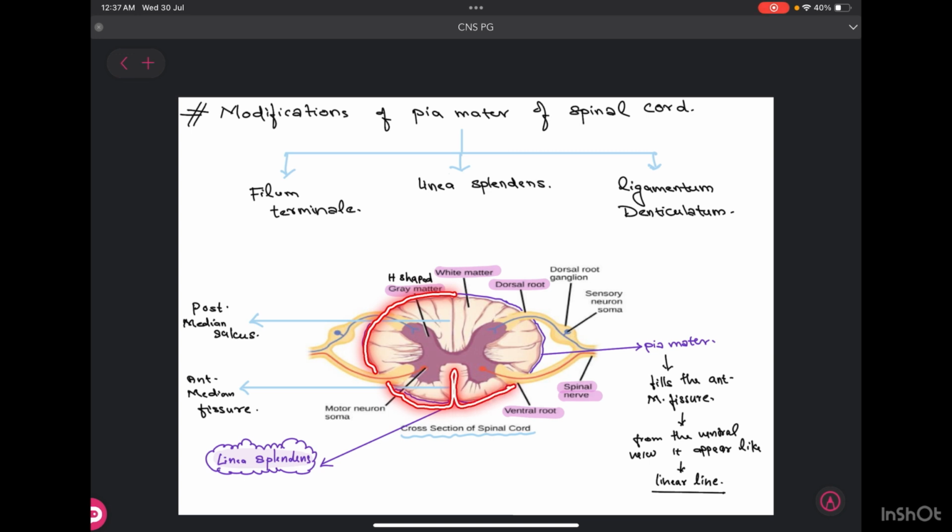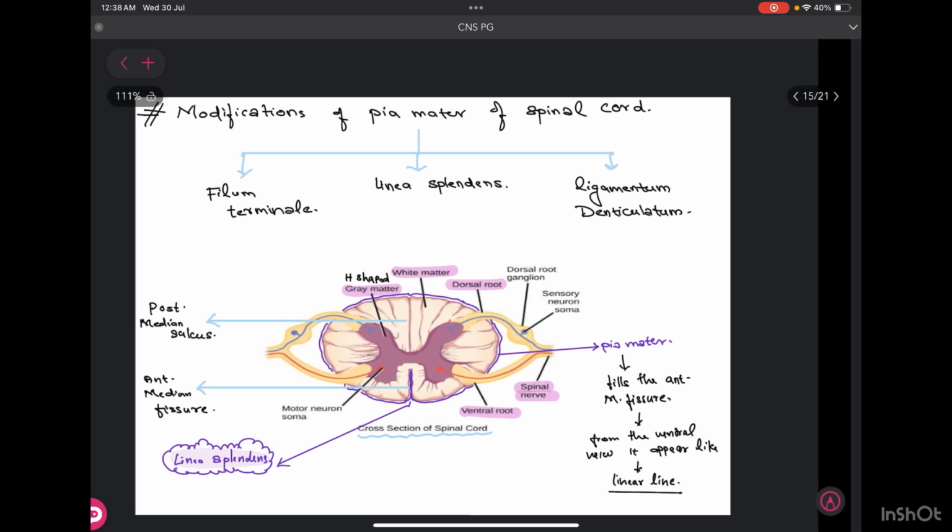Okay, and it appears as a linear thing entering into this fissure, so it is called as linea splendens. I guess this much is clear. So that is pia mater fills the anterior median fissure. From the ventral view, it appears as a linear line. It is called as linea splendens. Okay, so that is clear.